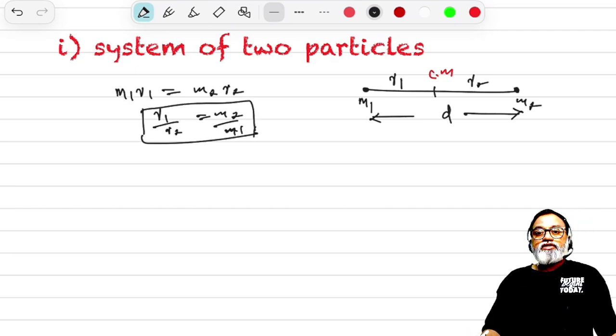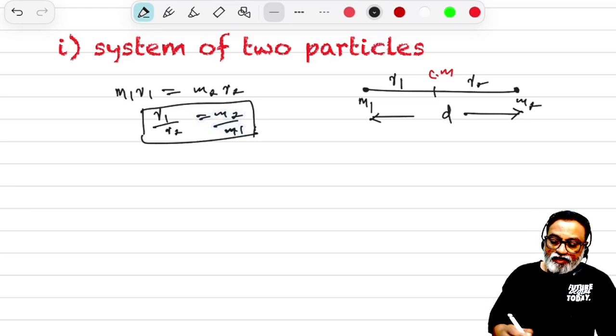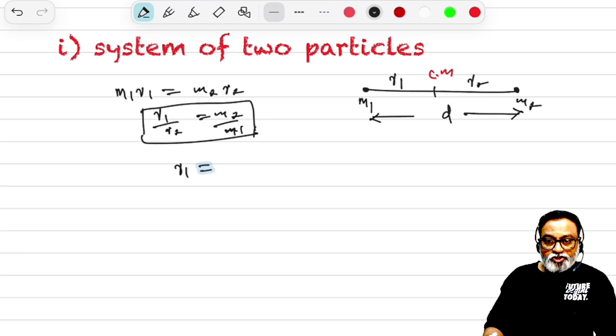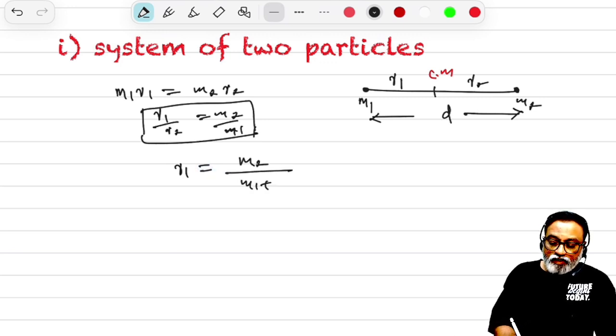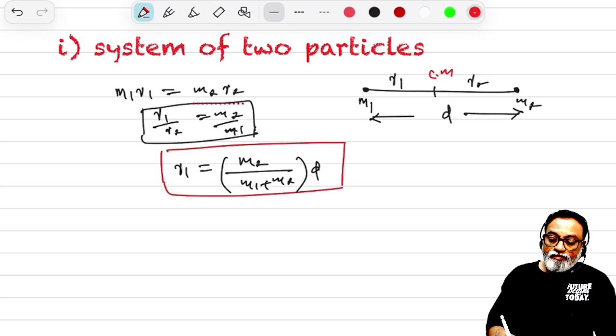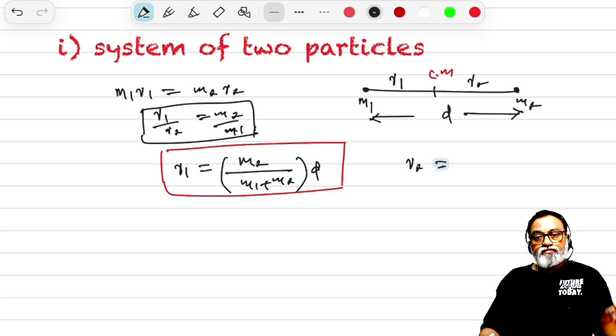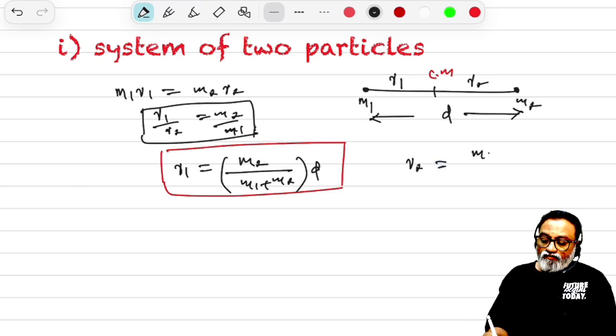If you want to find out the distance of center of mass from the first particle, that is R1, then it is the second particle's mass by total mass into total distance. Similarly, R2, that is the distance of center of mass from the second body, is the first body's mass by total mass into total distance.